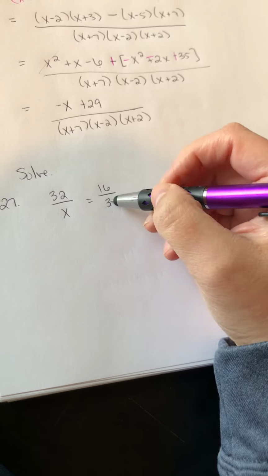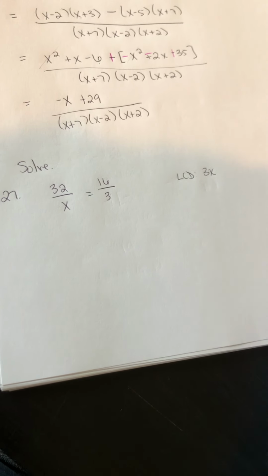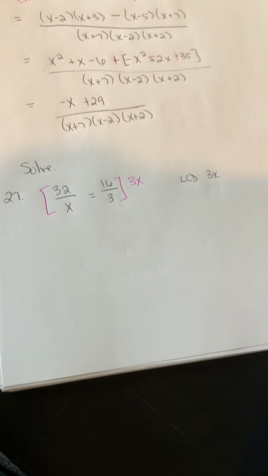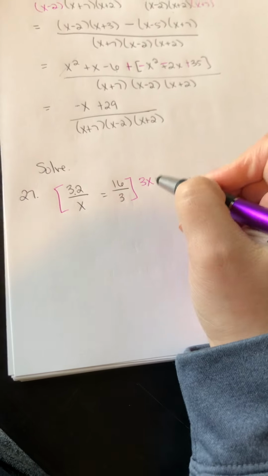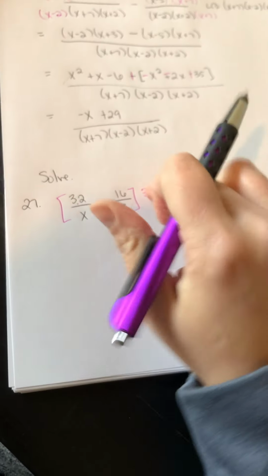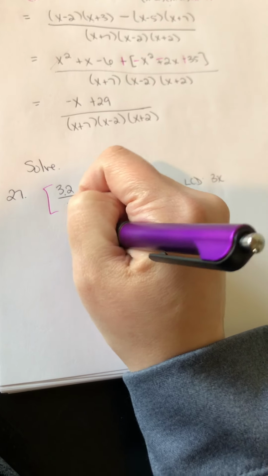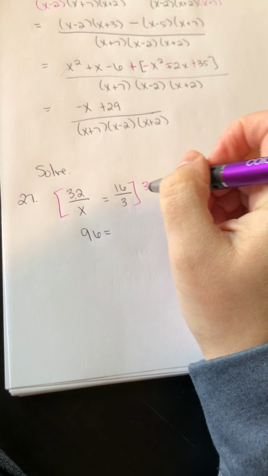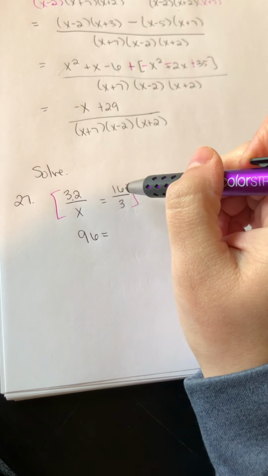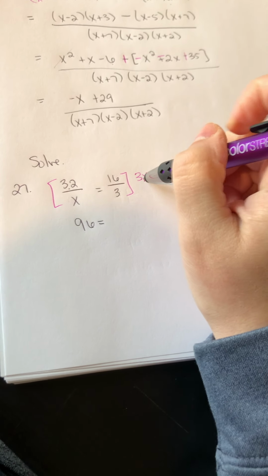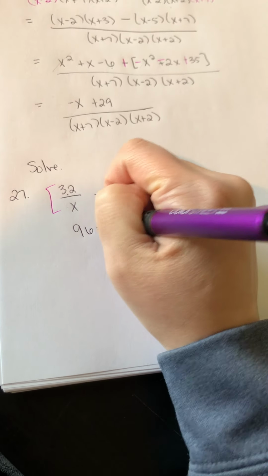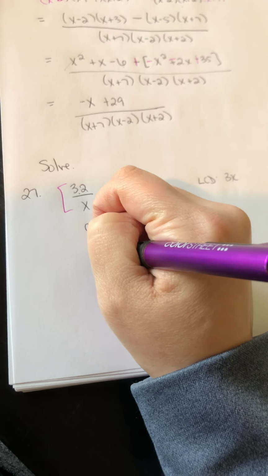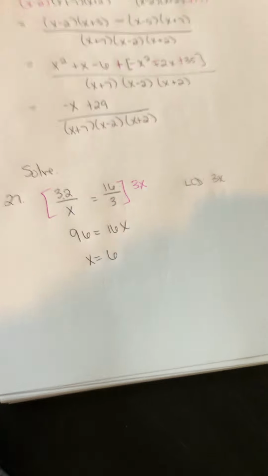My least common denominator here would be 3x. So I'm going to multiply this whole thing by 3x. When I do 32 over x times 3x, what happens with the x's? They cancel. So I've just got 32 times 3, which is 96, which is the same thing if I cross multiply. But anyways, then if I do 16 over 3 times 3x, what happens with the 3's? They cancel. I'm left with 16x. So if I divide both sides by 16, I get x equals 6.